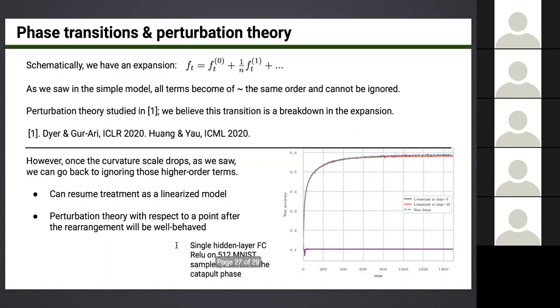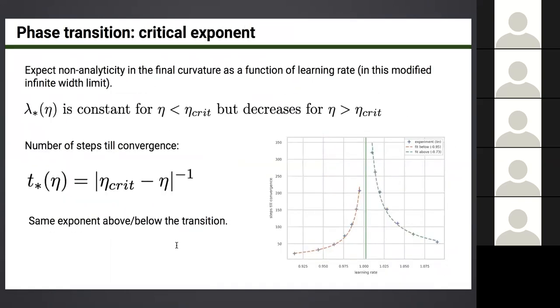So this is our thoughts about the perturbation theory. And finally, the sense in which it's a phase transition. I mentioned that the final curvature as a function of the learning rate is constant when you're less than 2 over lambda naught, but it decreases at larger learning rates. This is a kind of non-analytic dependence on the learning rate if you're allowed to be in this double scaling limit of width and time, so that you can probe learning rates that are larger than eta critical.